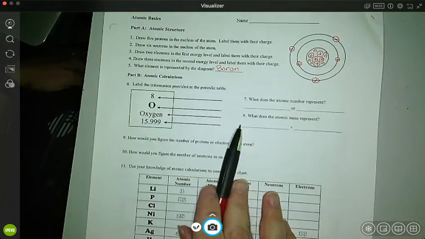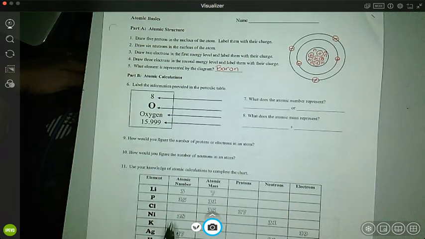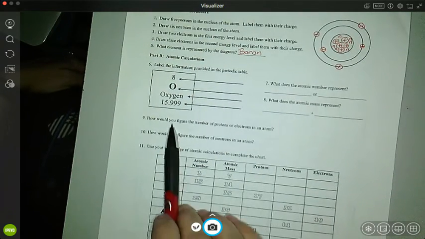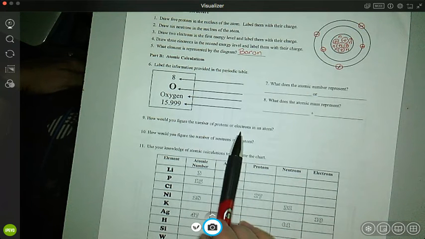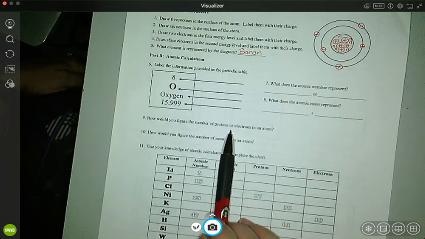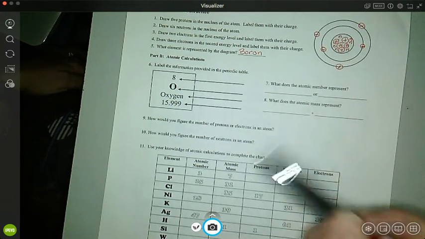We just did this part here, so you guys should know how to fill this one out on your own, right? How would you figure the number of protons or electrons in an atom? We just talked about that. It's the what? Protons. How do you find your number of protons or electrons? You look at the what? Not the atomic mass, the atomic number. So this is the atomic number.